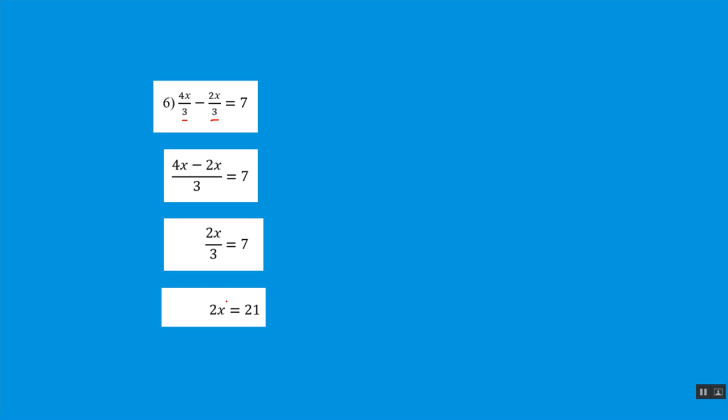giving us 2x equals 21, and then divide by 2. 2 tens are 20, plus 1 remainder is 21. So 21 divided by 2 is 10 and a half.